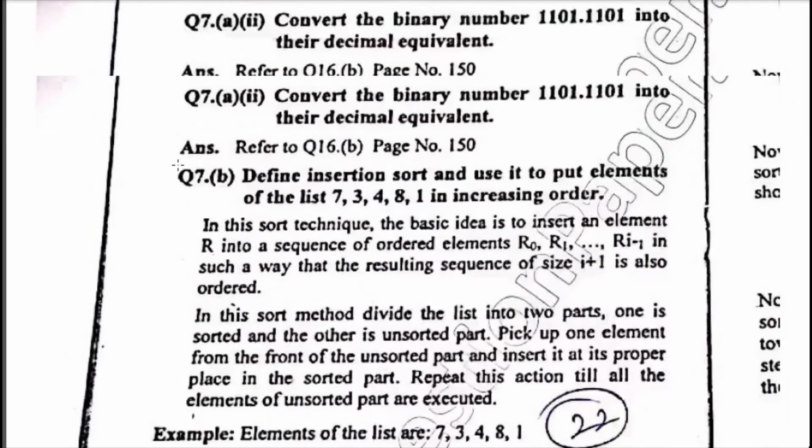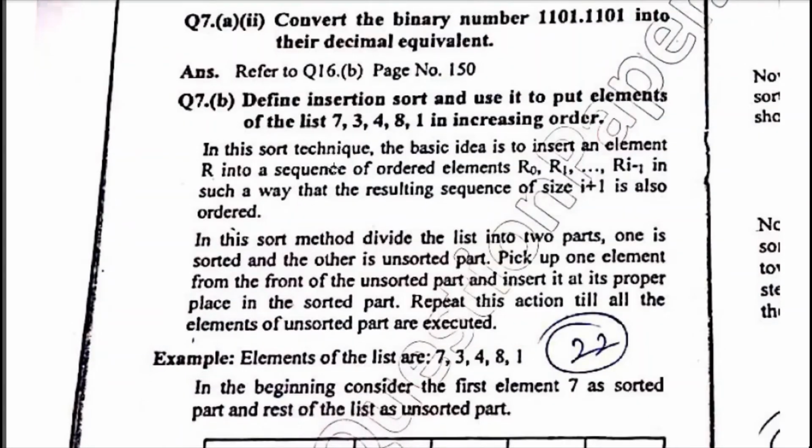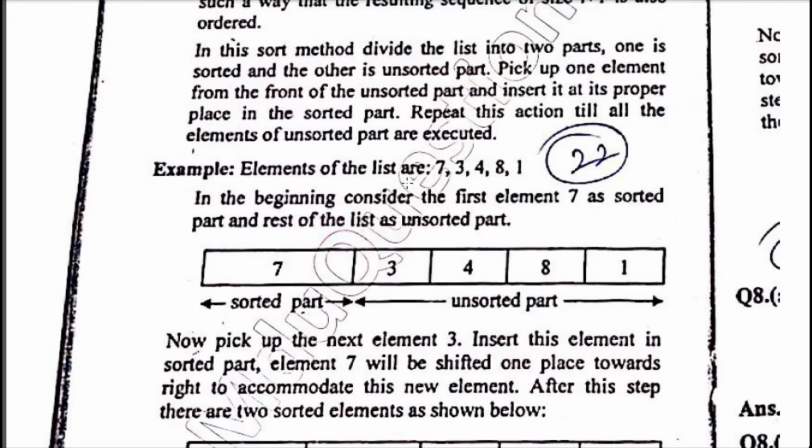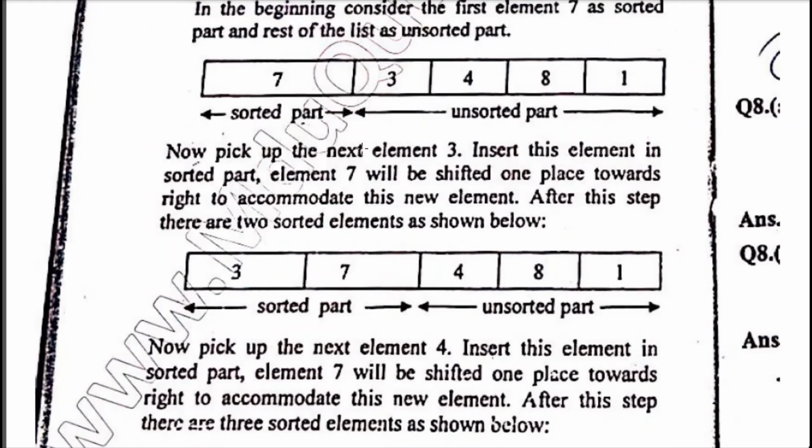Now, for example, we have to put the elements of this list in increasing order using insertion sort. The elements of the list are 7, 3, 4, 8, 1. In the beginning, we consider the first element, 7, as the sorted part and the remaining 4 elements as the unsorted part. We pick the first element of the unsorted part, 3. Because 7 is greater than 3, we will interchange these elements.